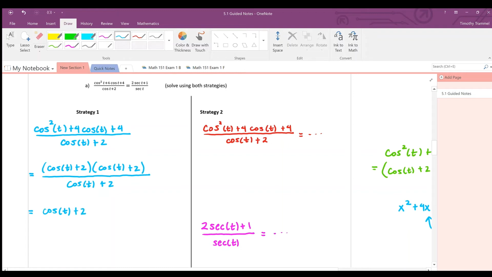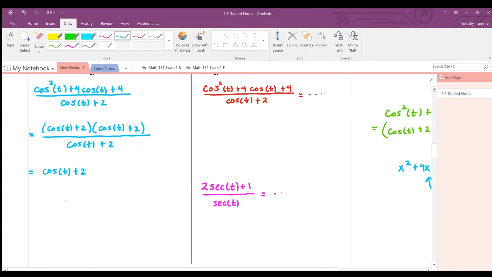Now we may have hit the point to where you might want to switch to strategy 2. Here's why. You might be looking at this and just have no idea how it's equivalent to 2 secant of t plus 1 over secant of t. That would be the perfect time to switch to strategy 2. However, we're going to follow through here. We're going to finish this.